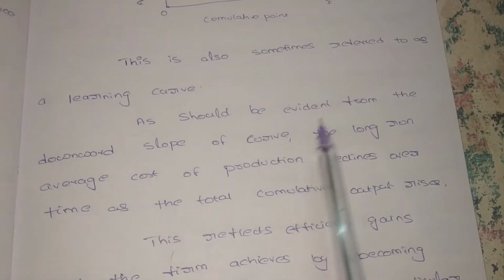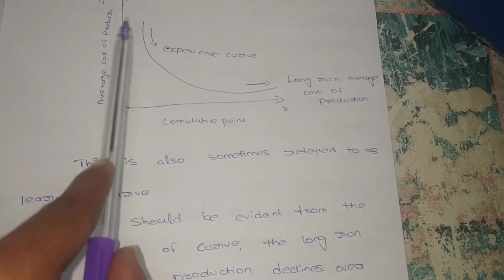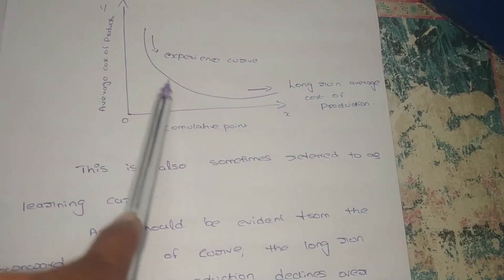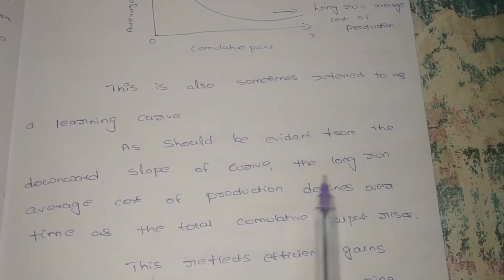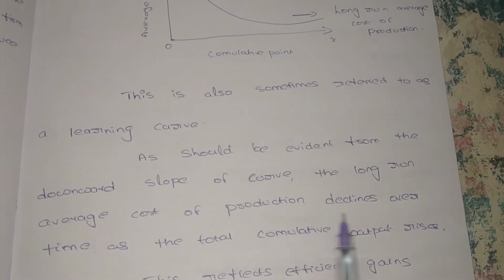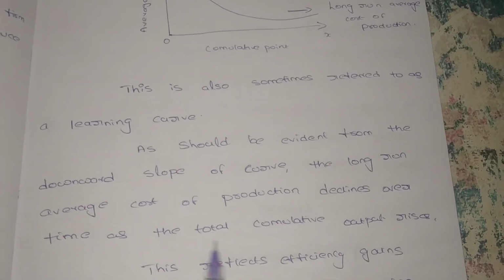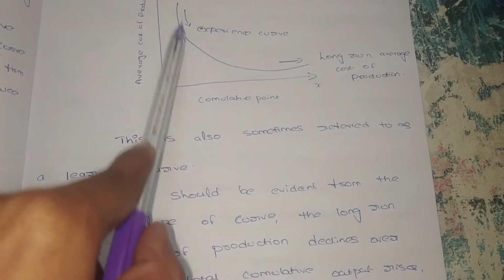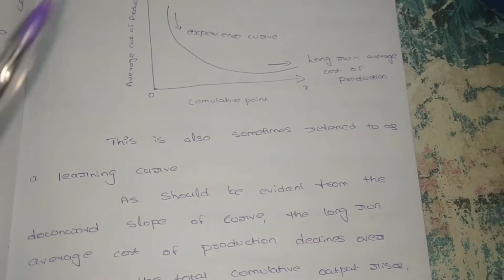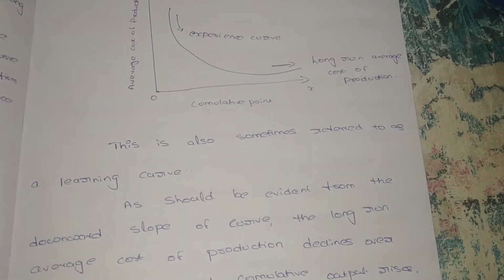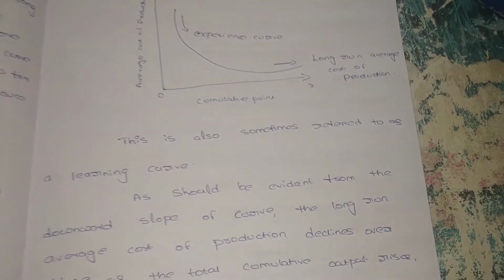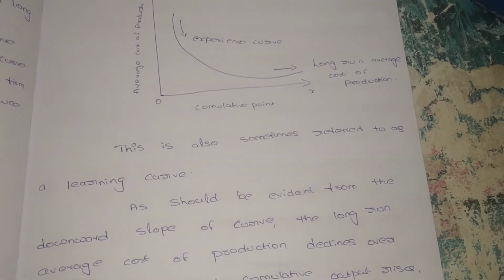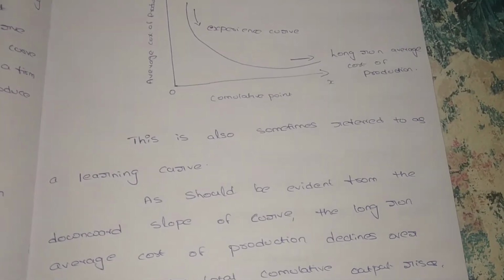As should be evident from the downward slope of the curve, it starts high and is downward sloping. The long run average cost of production declines over time as the total cumulative output increases. Here the long run average cost curve declines, meaning the cost is decreasing while our output is increasing. As the cost of production decreases, automatically our output will increase.